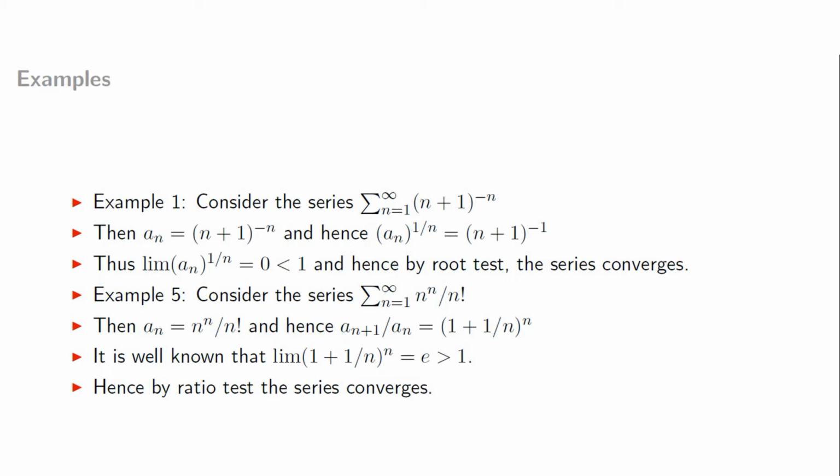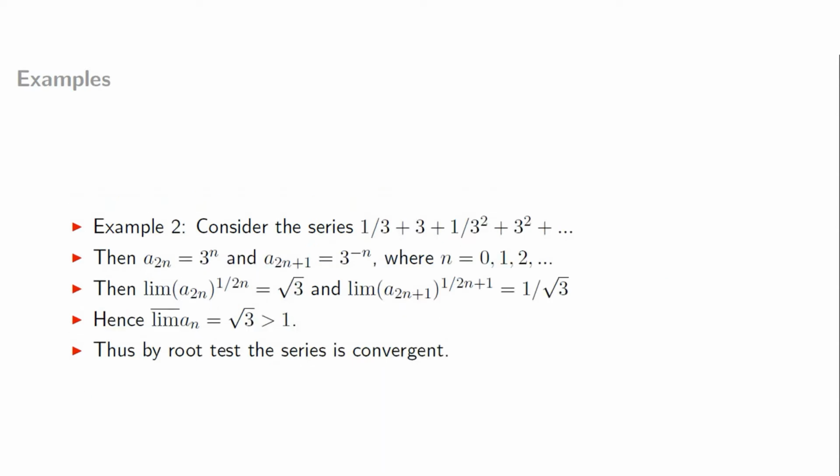Consider our next example, where the series has the nth term n to the power n by n factorial. Naturally, there is a power in n, that is, we are using n to the power n. Therefore, when we take the ratio of a_(n+1) and a_n, we get (1 plus 1 by n) whole to the power n. Now, it is already known that the limit of (1 plus 1 by n) to the power n is nothing but e, which is greater than 1. Therefore, from the ratio test the series converges.